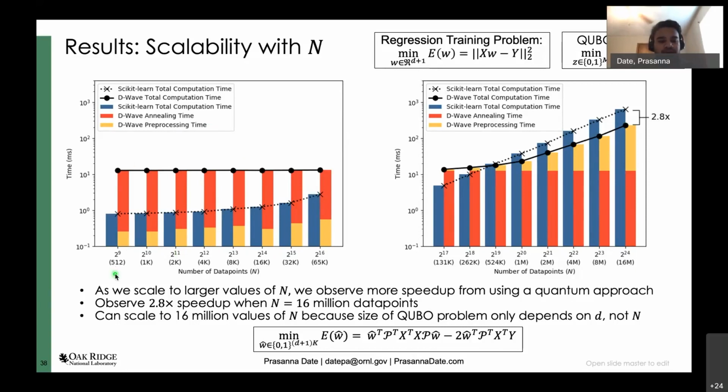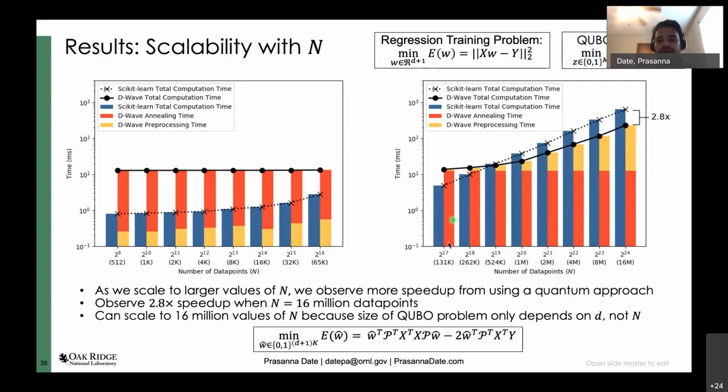As you see, for smaller sized problems, scikit-learn performs much better than D-Wave. Here, the time is shown on a logarithmic y-axis on both these figures. So when the data size is small, scikit-learn seems to perform better. But notice that the pre-processing time, shown in yellow bars, is always less than the blue bars, and the annealing time is more or less constant. The constant annealing time is more apparent in the figure on the right. Here the height of those red bars is more or less constant, and the yellow bars are always less than the blue bars.